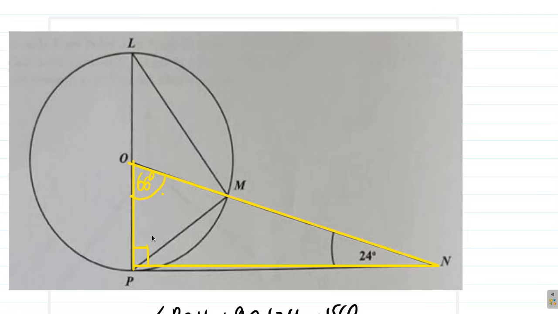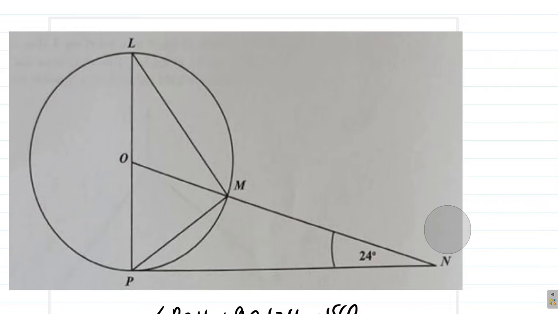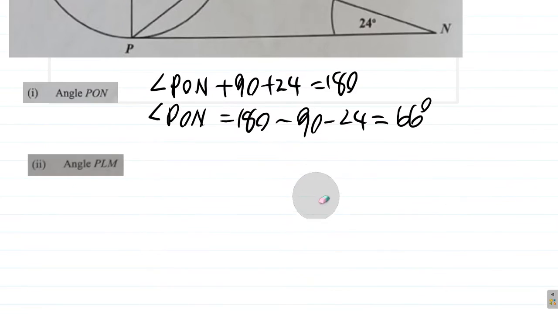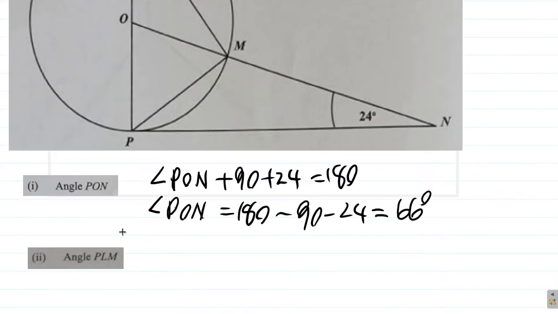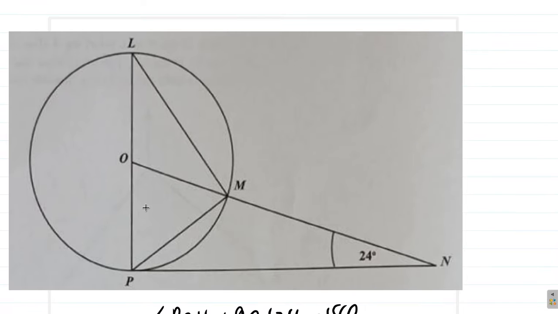You want angle PLM now. Let's erase what we have here. And we have PON equals 66, and we'll go back to that later on. Now, angle PLM. Where's PLM? PLM. Okay. PLM is this angle. This is the angle I want. Alright?